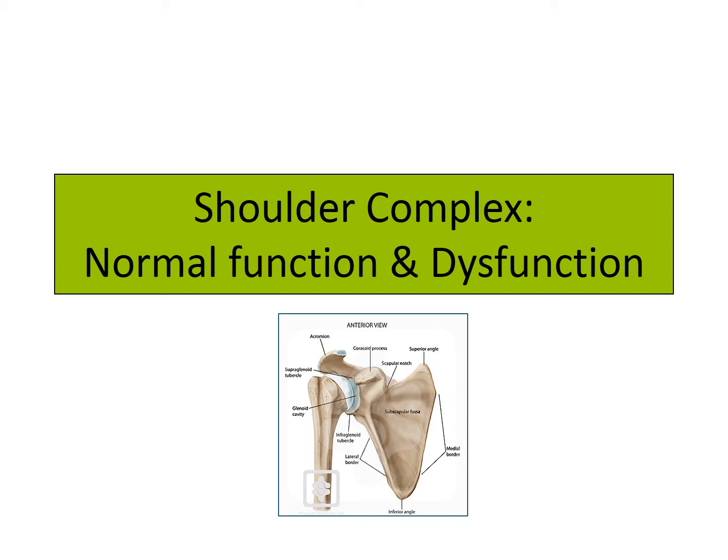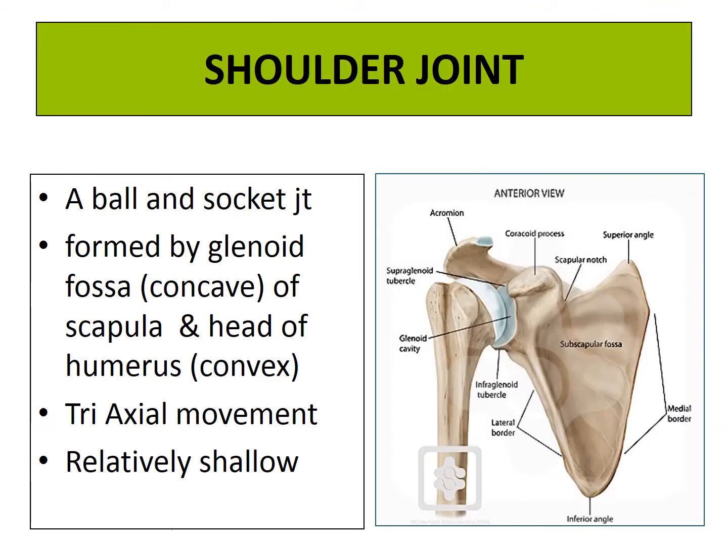Today we will talk about the shoulder complex with a review of anatomy and also common dysfunction of the shoulder. Speaking specifically of the shoulder joint, it is a ball and socket joint that is formed by the glenoid fossa of the scapula and the head of the humerus.